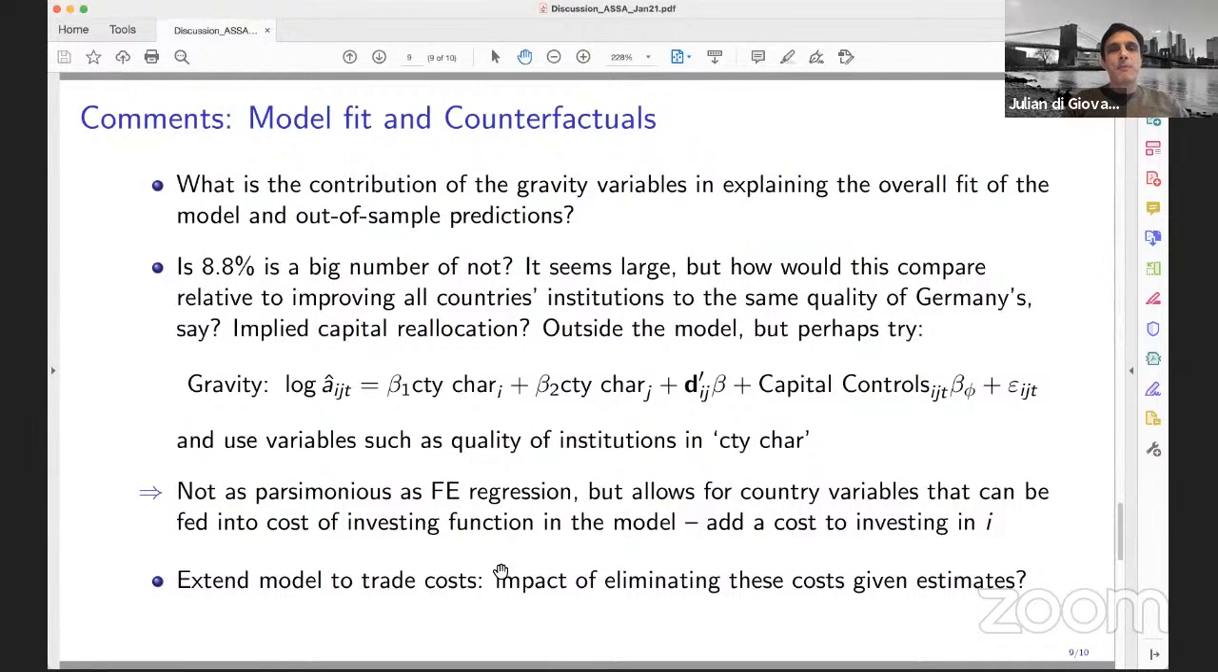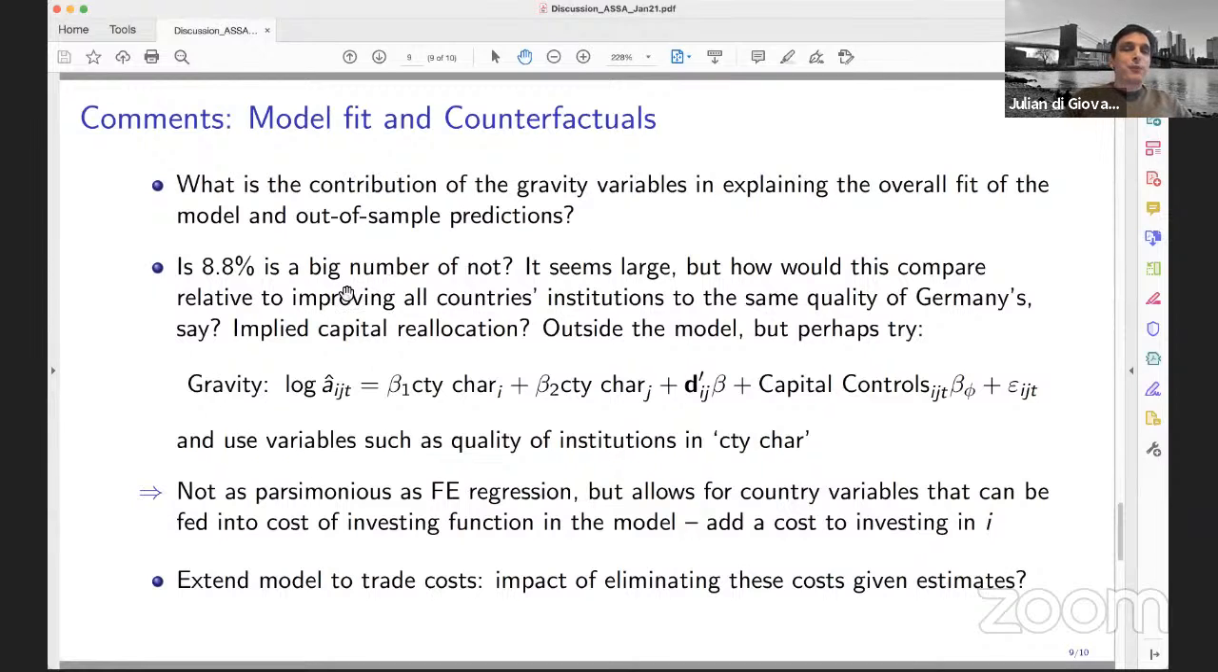But finally, the model fitting counterfactuals. Again, it would be great. They fit everything wonderfully out of sample, but they're also feeding a lot of data into their calibration: observed measures of TFP, etc. So like the gravity estimates, it would be good to know what the contribution of the gravity variables are in explaining the overall fit, as well as their out of sample predictions of home bias, return differentials, relative to other variables that are included in the calibration.